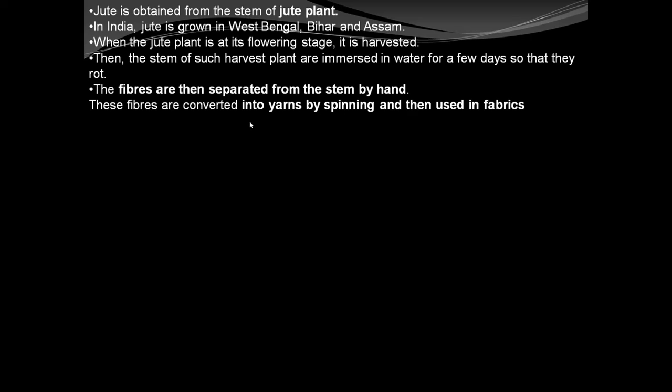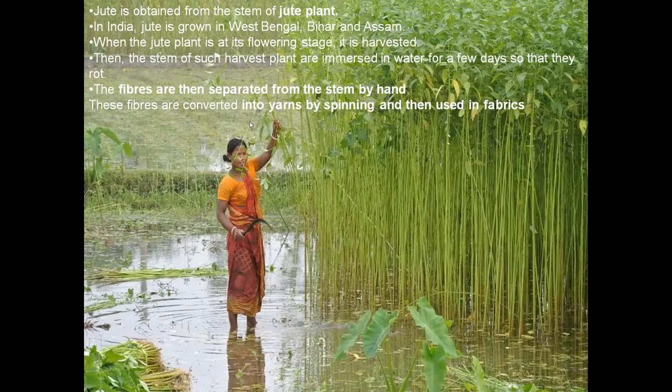Dear student, as cotton is processed and converted into fabric, in the same way there is another natural fiber, that is jute. Jute is obtained from the stem of the jute plant. In India, jute is grown in West Bengal, Bihar and Assam. When the jute plant is at its flowering stage, it is harvested.